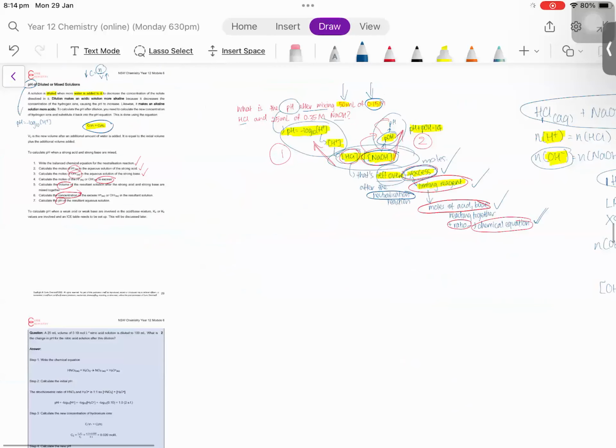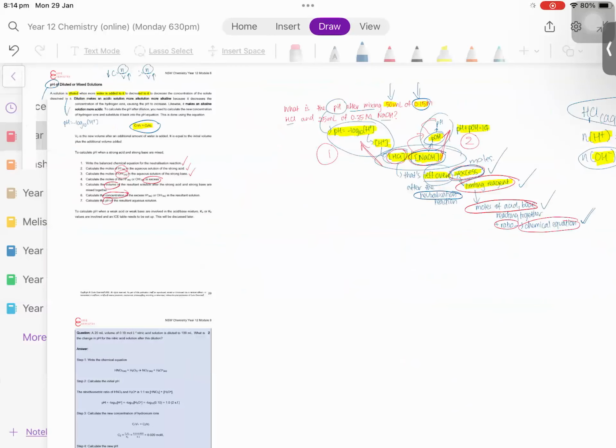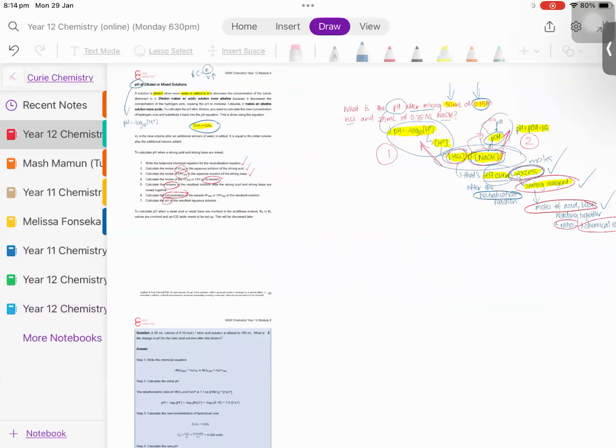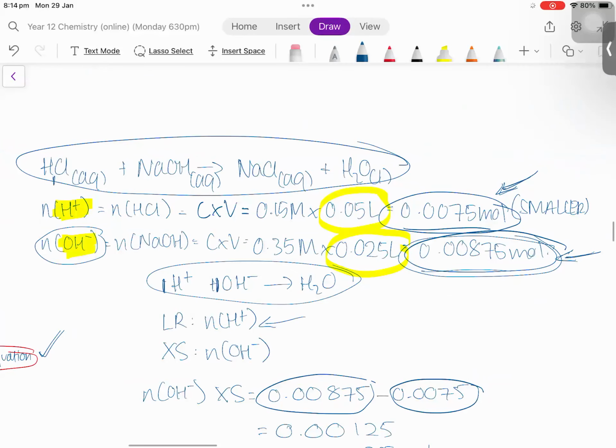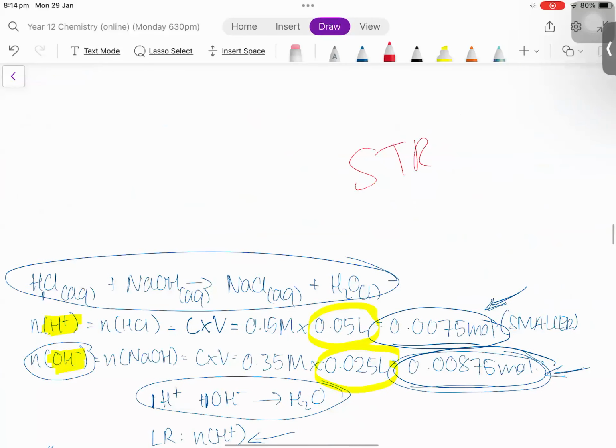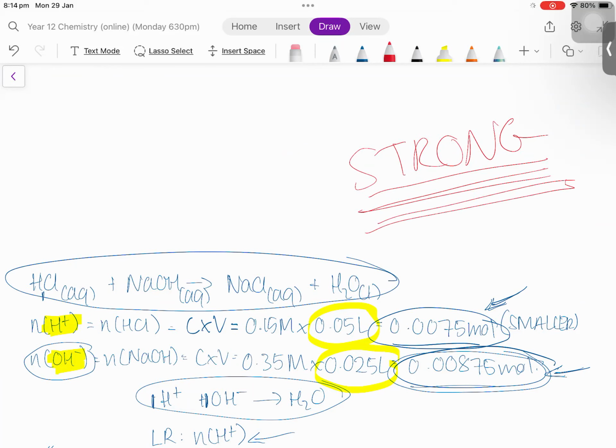Okay. Have a go for me, guys. Actually, one more thing I will point out. Strong calculations. HCl and NaOH are both strong. The questions that you'll see in homework are also strong acids and strong bases.